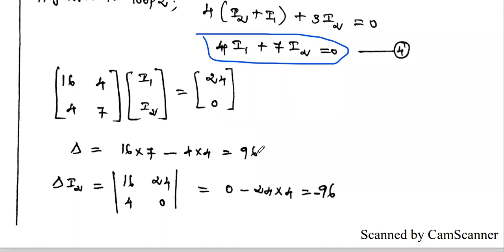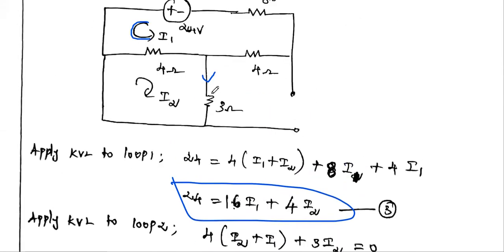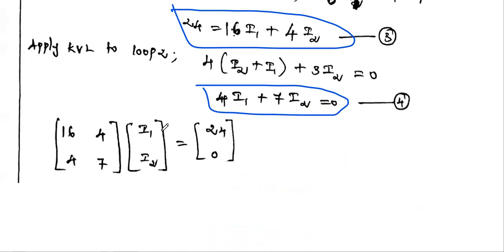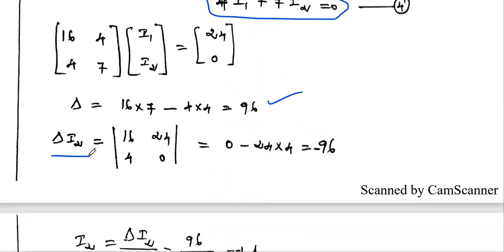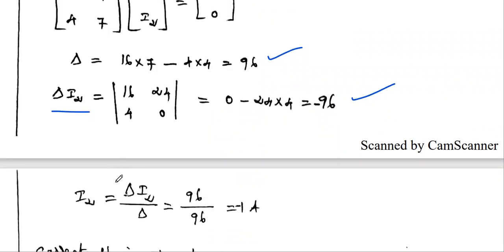Then you find the del value. Here we have to find del I2, since our aim is to find out the current flowing through this 3 ohm resistor only. Now in this diagram, we are considering this current as I2. So we have to calculate del I2. Del I2 is minus 96. So the ratio of del I2 by del, minus 96 divided by 96, is minus 1 amps.